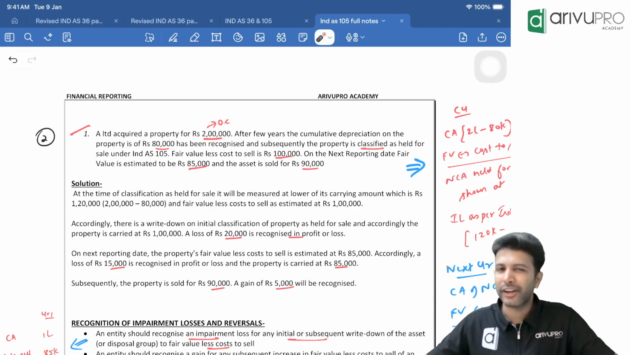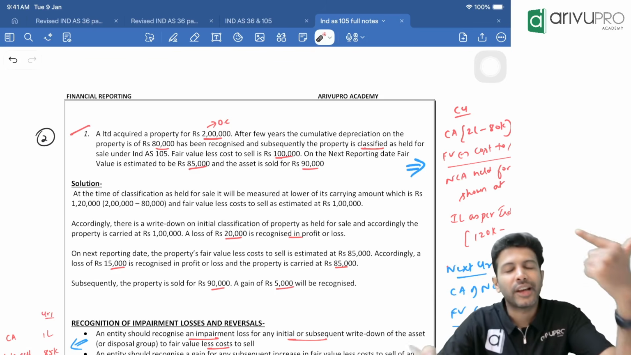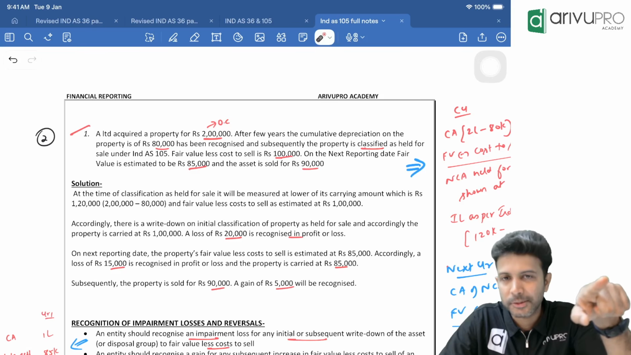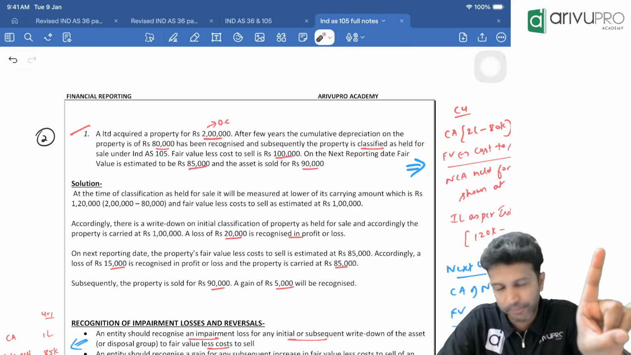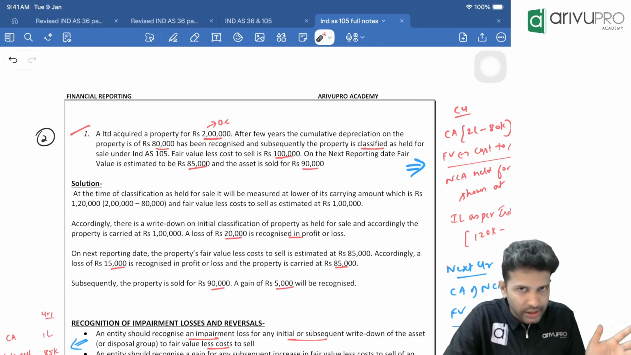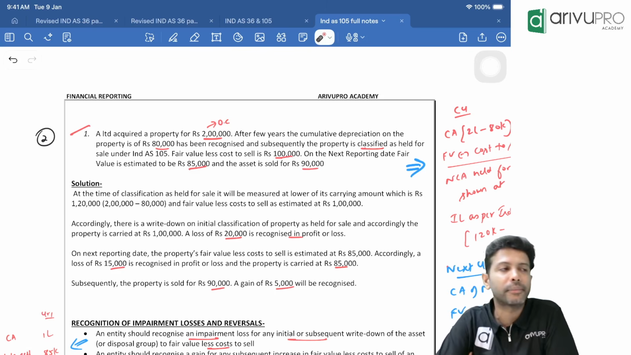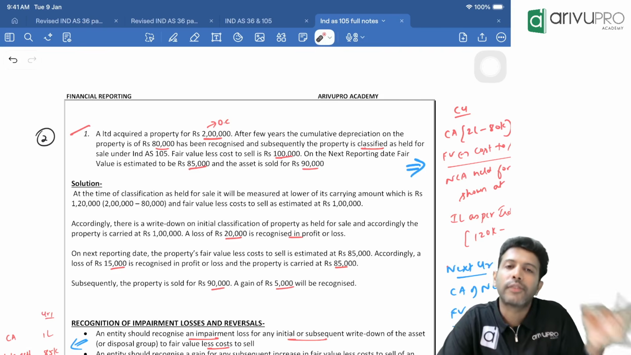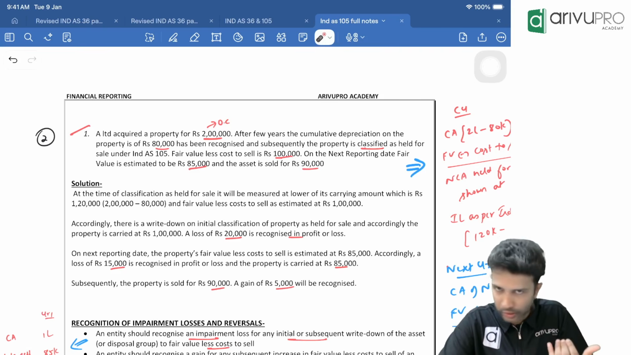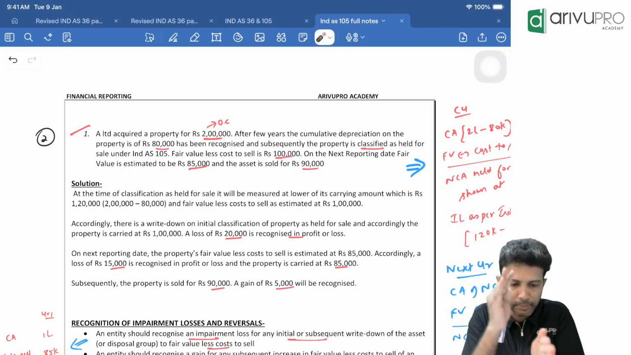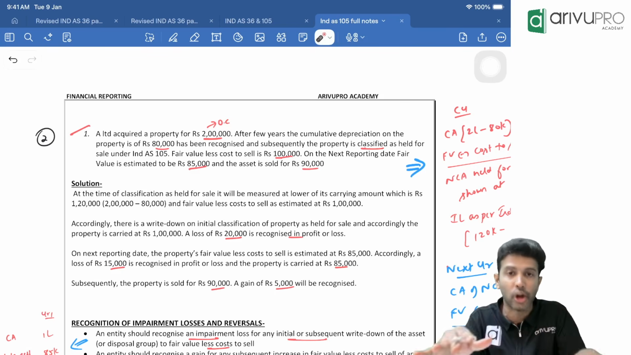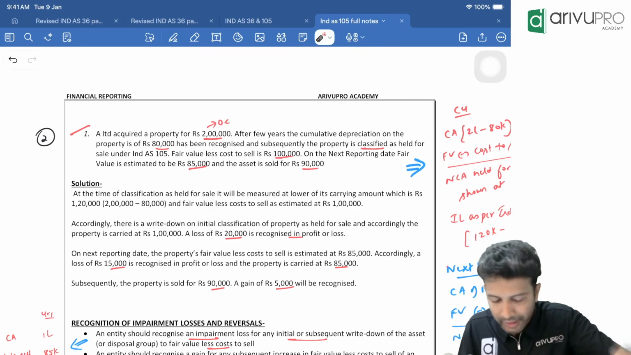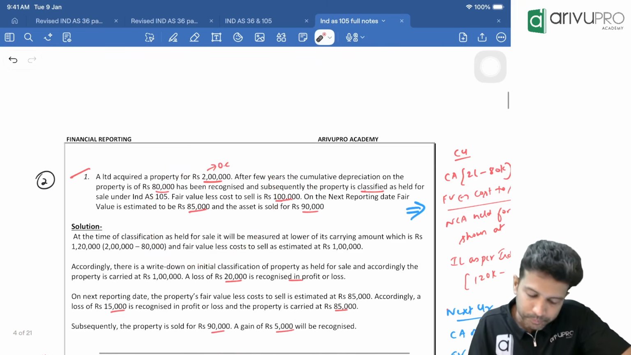This is about measurement, numerical questions. Now let's recap that measurement principle for us. Once a non-current asset is classified as held for sale, it will be measured initially as well as at every reporting period at carrying amount or fair value less cost to sell, whichever is lower. That is point number 1. Will depreciation and amortization come? No. From the day it is classified as held for sale, depreciation and amortization stop. Fine. With that in mind, let's read this question number 1.